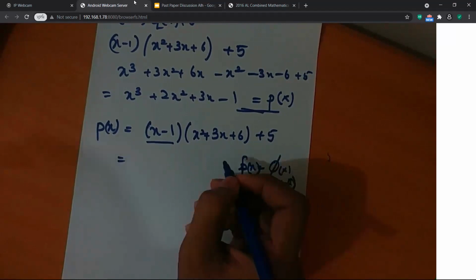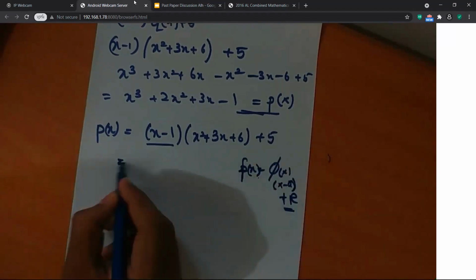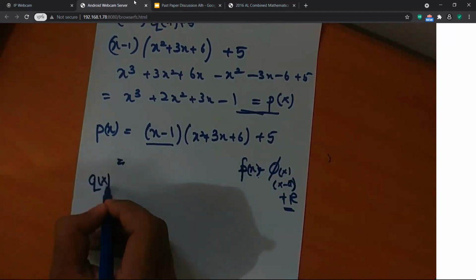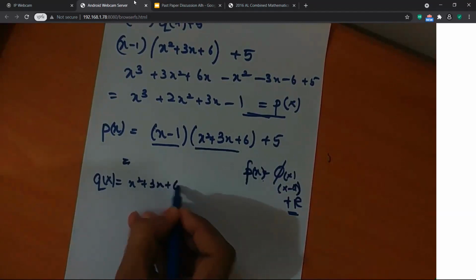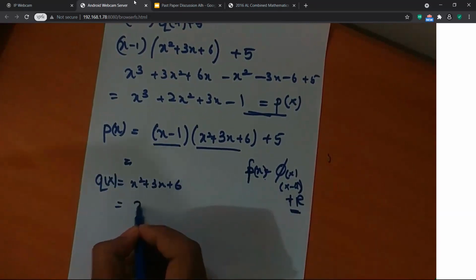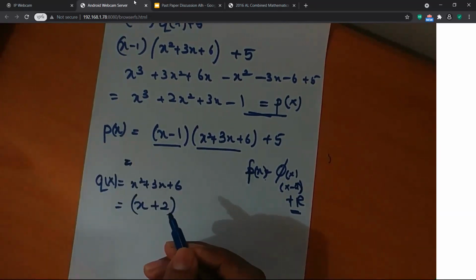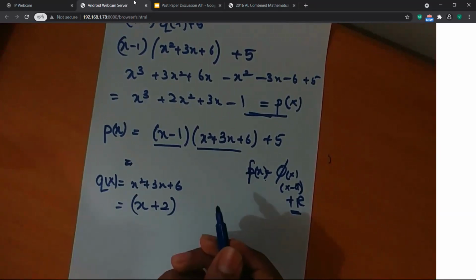So one way to do it is to complete the square. Or before that, we'll take q(x) separately. Okay, q(x) is equal to x squared plus 3x plus 6. I need to make this in the format where I get x minus 2 out. Now I don't think we can factorize this correctly, so we can put x minus 2 outside. So can we make this as (x minus 2) times something plus something?